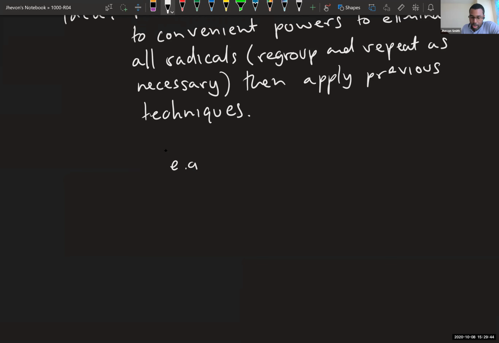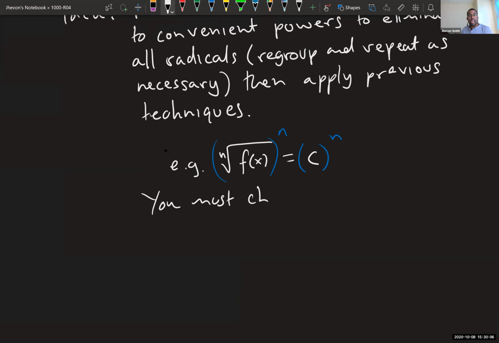So say, for example, if you have the nth root of some function of x equals some constant, then what you're going to do is raise both sides to the nth power. Why the nth power? It allows you to cancel the nth root, right? So you're going to do this thing where you're raising both sides to a power. It's very important. You must check your answer afterwards. Because sometimes the act of actually raising things to powers can create some false solutions, right?